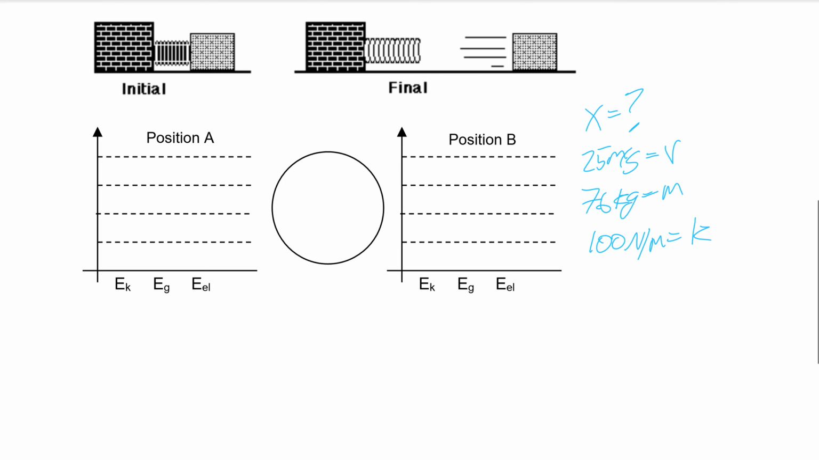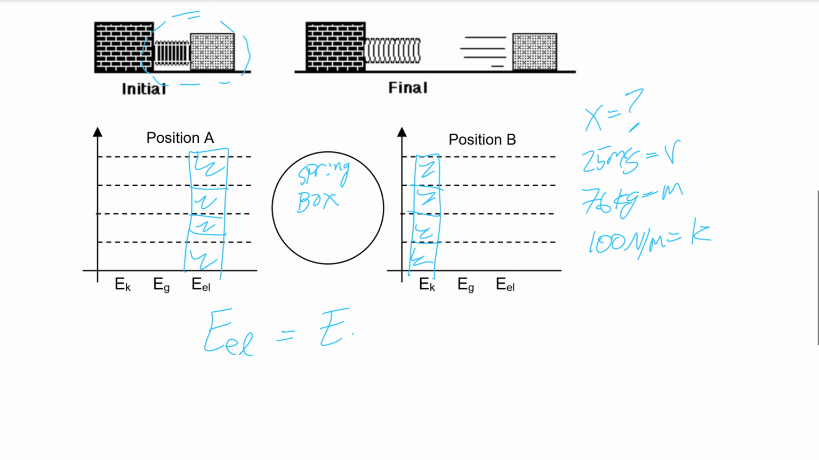Our LOL diagram: if we say that all of this is our system, we've got the spring and the box in our system, with elastic energy at the beginning and, in the end, just kinetic. We end up with the equation E_el equals E_k, because if the spring is in our system, then nothing gets transferred in or out of our system. There's no collision and there is no friction.